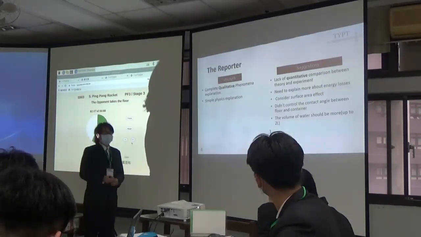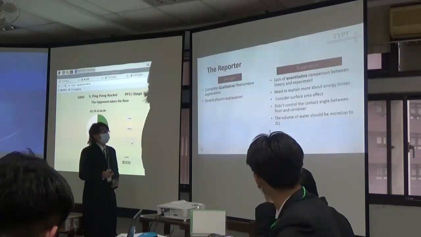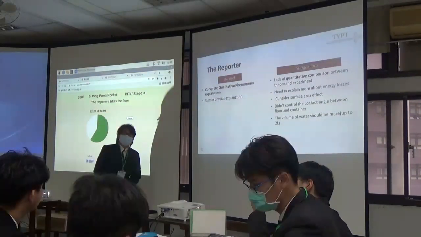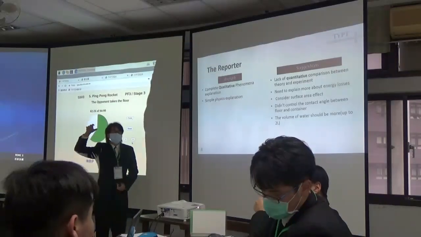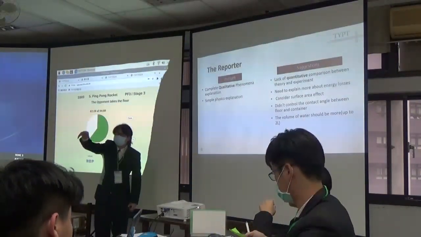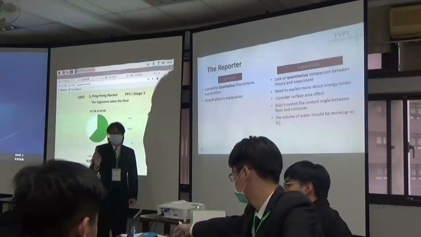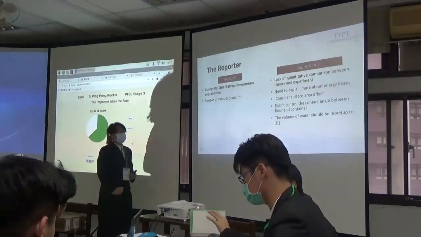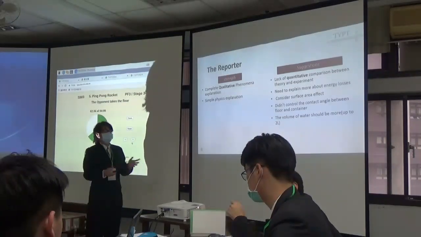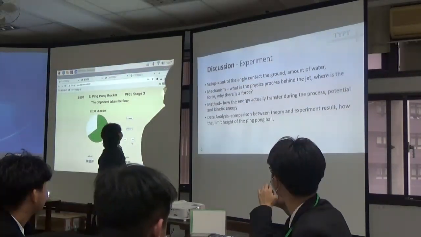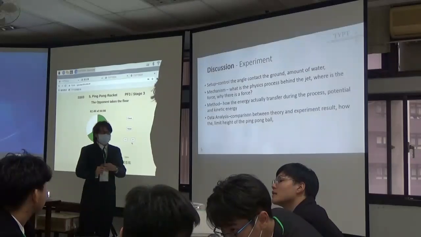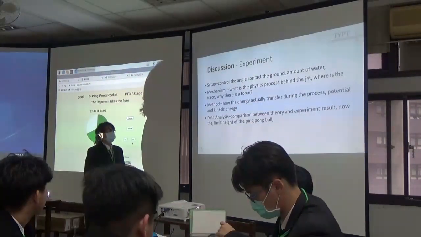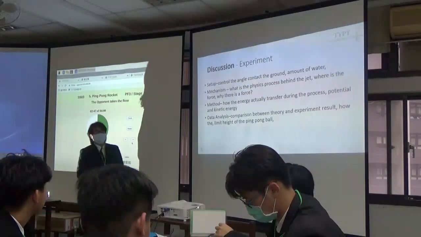I will ask the reporter to explain later. They didn't control the contact angle between the floor and the container. When they drop the container, it should be dropped perpendicularly to the ground, but they didn't control the contact angle between the container and the ground. And the volume of water should be more, up to 2 liters. For the discussion later, I will ask the reporter for suggestions about controlling the contact angle to the ground and the amount of water.